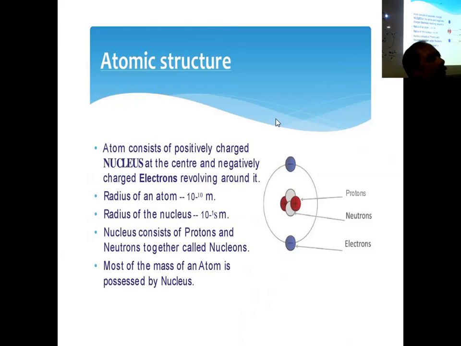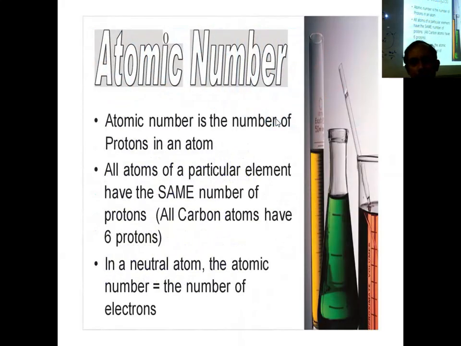That's why the next model came, which is called the Bohr model. This concept, the center nucleus and the electron rotating around the nucleus, came from Rutherford. But some things could not be explained. That further explanation was given by the Niels Bohr model.